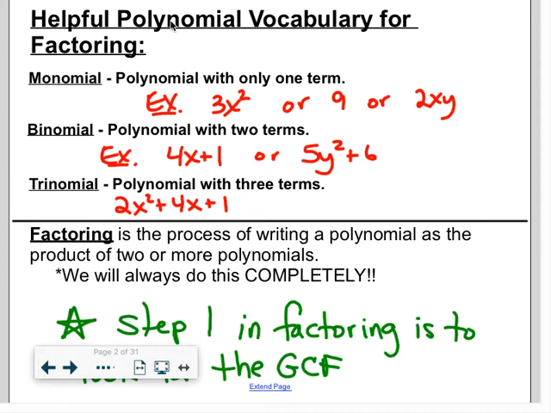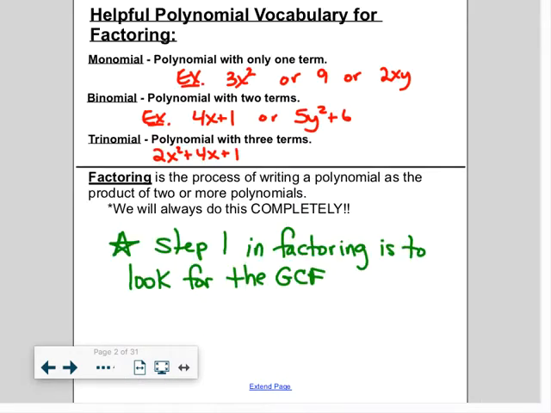So 2x squared plus 4x plus 1. Then, if you see down below, go ahead and write what I have here in green underneath factoring.